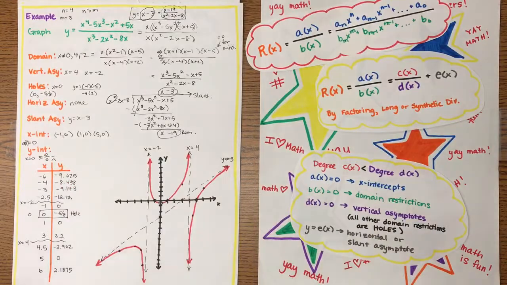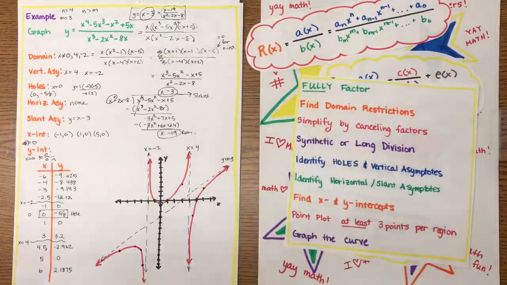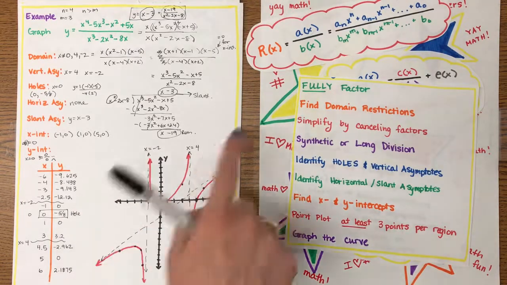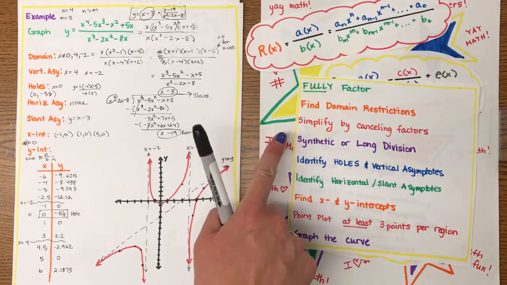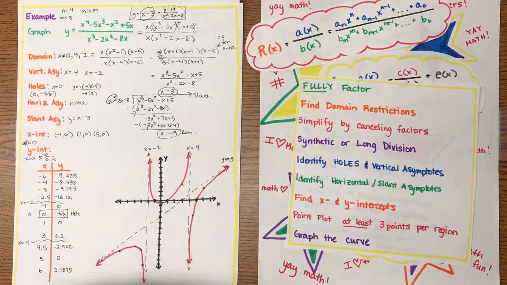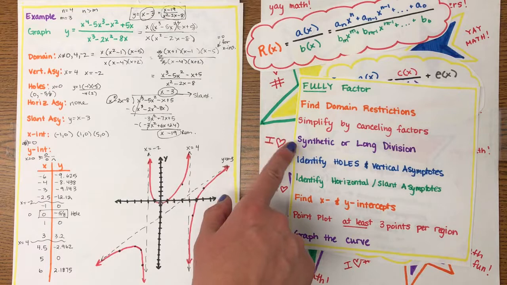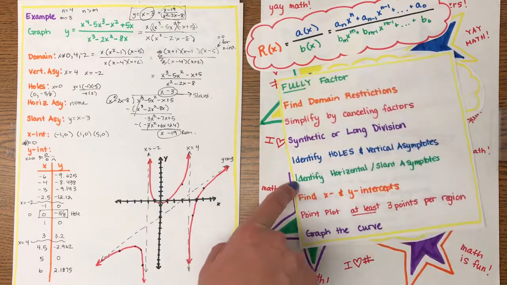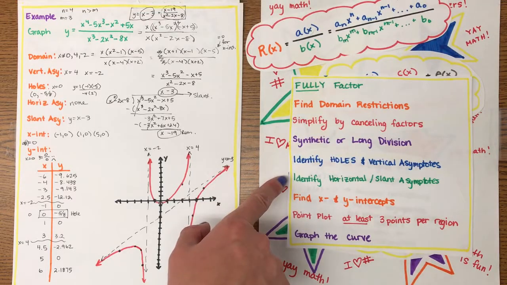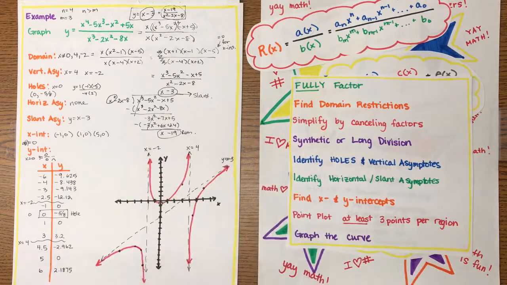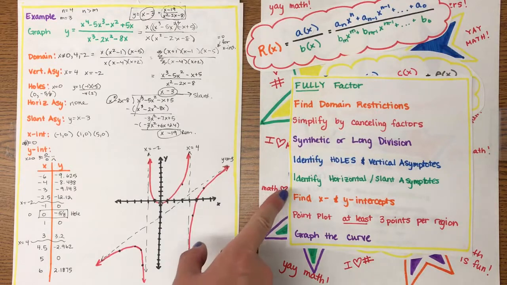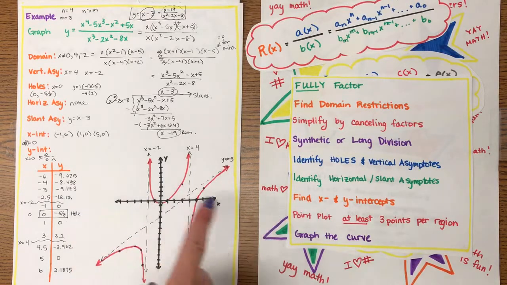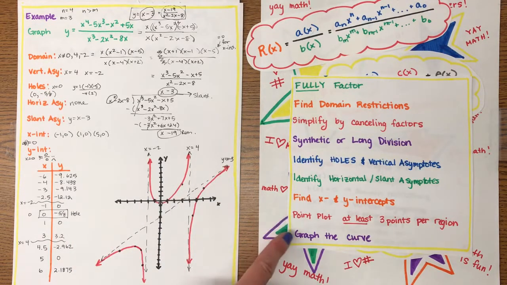So this graph kind of had everything in it. Let's go through our checklist just to make sure. I fully factored my original equation because that's a great first thing to do. I found all my domain restrictions. I simplified by canceling out any factors. I identified my holes and my vertical asymptotes. I checked my horizontal slant asymptote rules and saw that I was going to need to do synthetic or long division. Found my x and y intercepts. I point plotted and I graphed the curve.